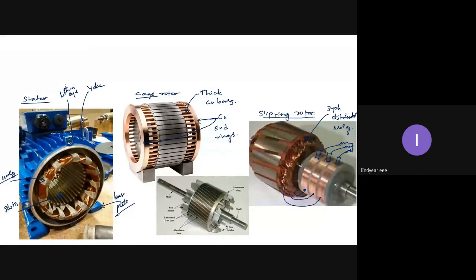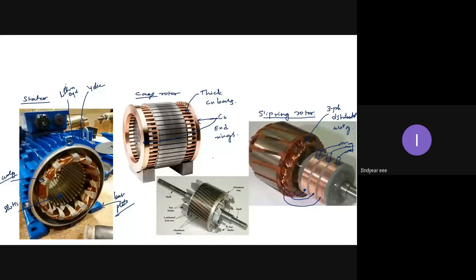In each slot, instead of keeping the winding, we keep a single rotor bar. Those rotor bars are braced at the end so that it will form a short-circuited rotor. When such a rotor is placed inside the slots in the armature core, it forms this kind of structure. In a squirrel cage rotor, I can't see the rotor bars. They are placed inside the slots and braced with end rings at the end.